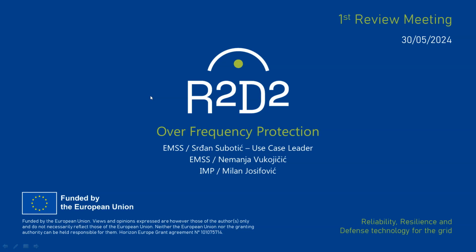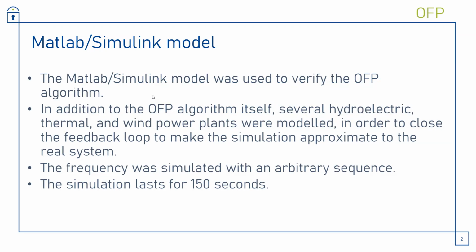Frequency protection model. Generally speaking, the over-frequency protection model is intended to offer the first and the fastest aid to the electrical power system during the increase in frequency over the permitted value. As a first step for demonstration, we decided to use a MATLAB Simulink model to verify our algorithm.